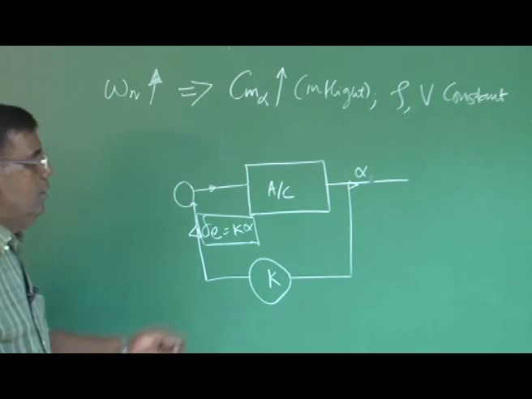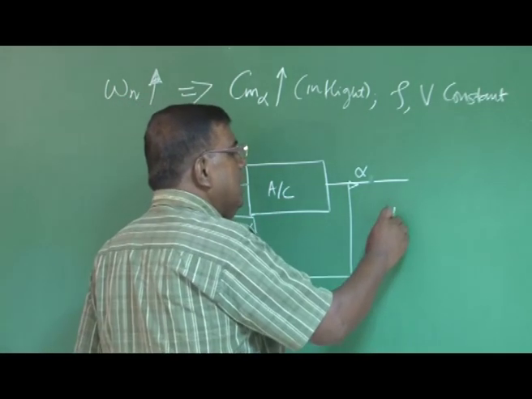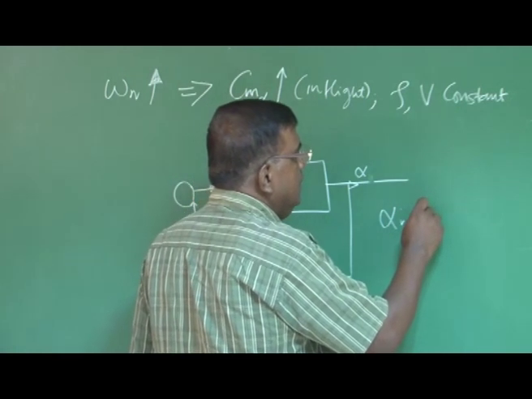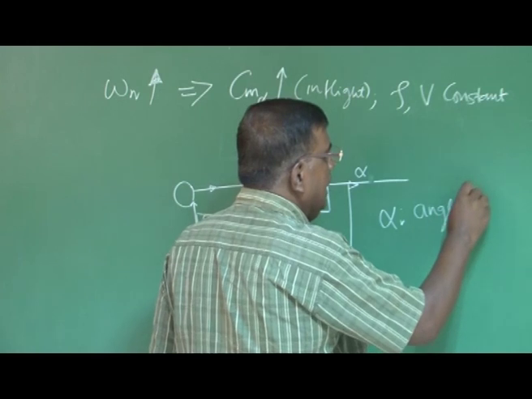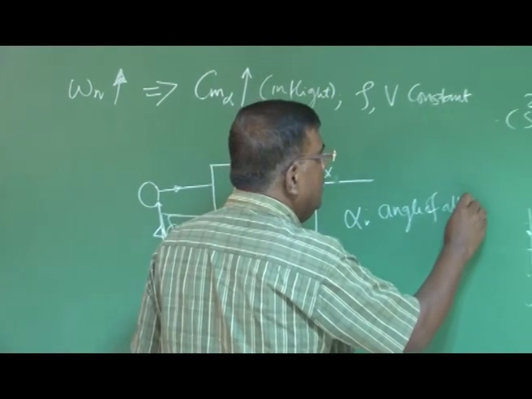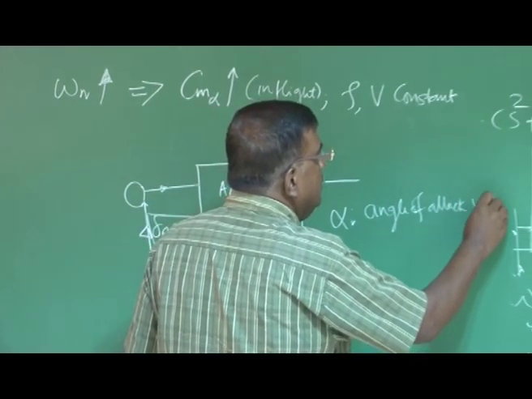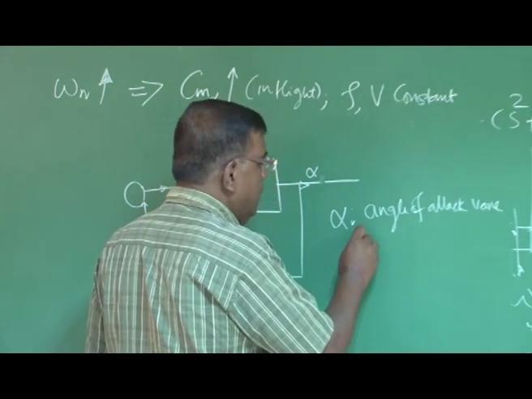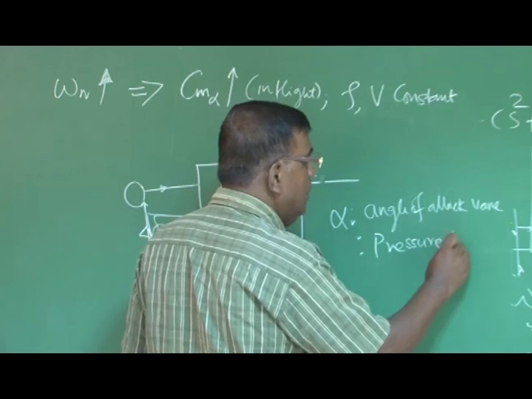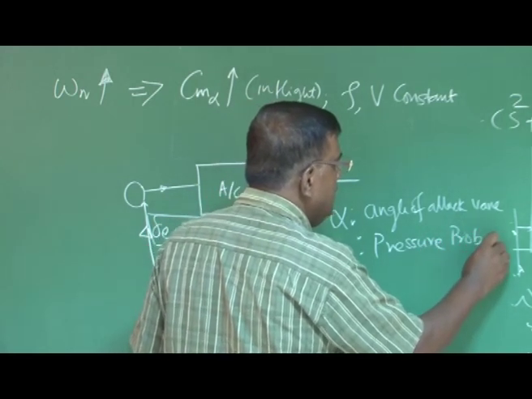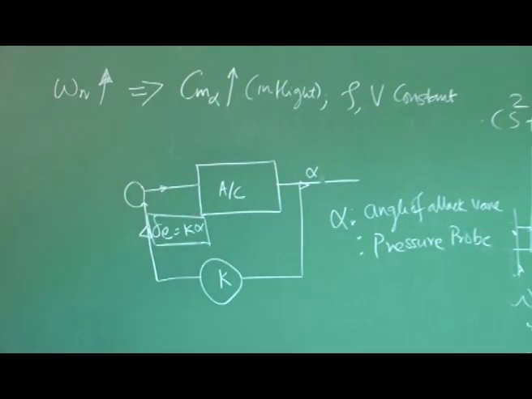Somebody may ask, how do I measure alpha? Alpha can be measured by using an angle of attack vane. It could be measured by a pressure probe. All these things we have discussed in the last course.